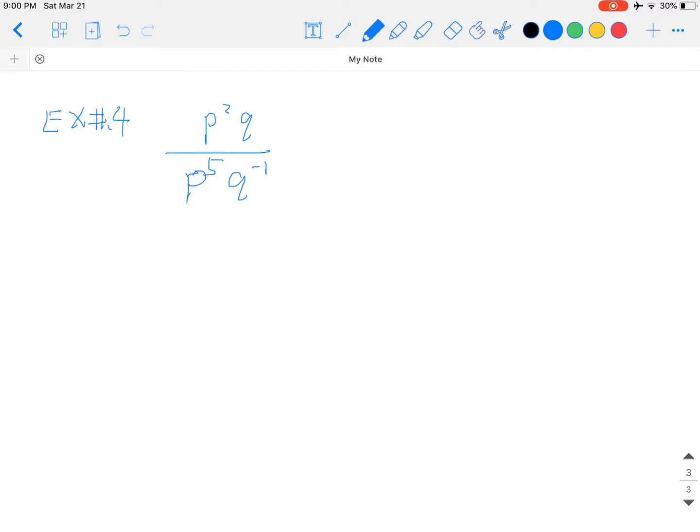Okay, let's practice one more. In this case, there's a division here. You see p squared divided by p to the 5th. Division means you subtract the exponents. What about q? q divided by q to the negative 1. Remember, there's always a 1 here for the exponent. So it becomes q to the 1 minus negative 1, because on the top is 1, and division becomes minus negative 1. Now we simplify this further. We have p to the negative 3, q to the 1 minus negative 1 is 1 plus 1, which is 2.